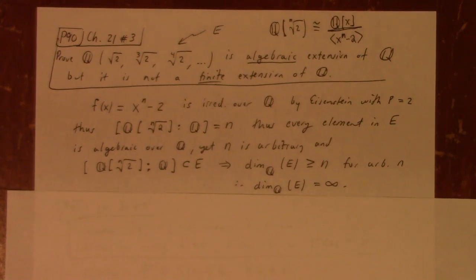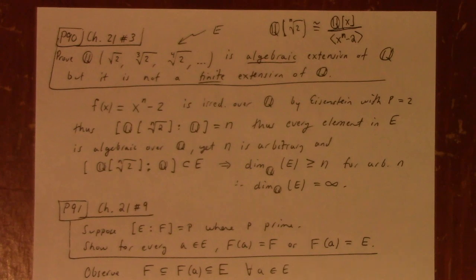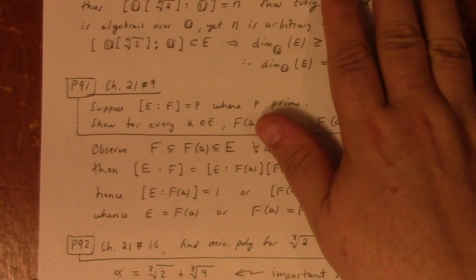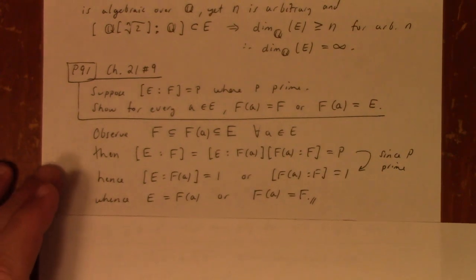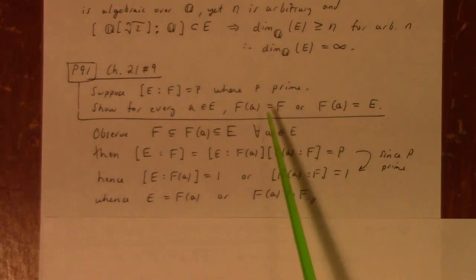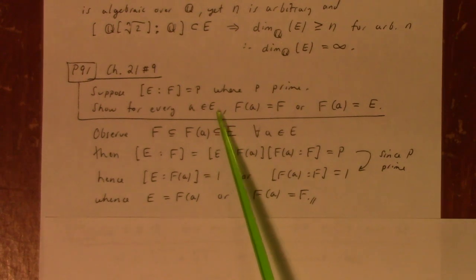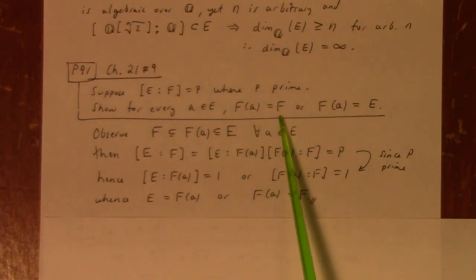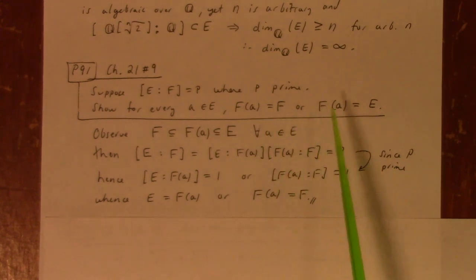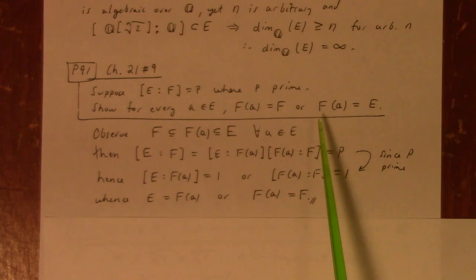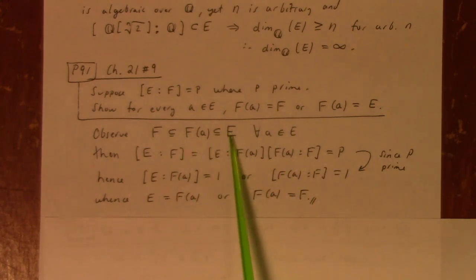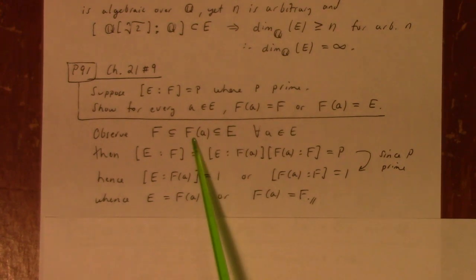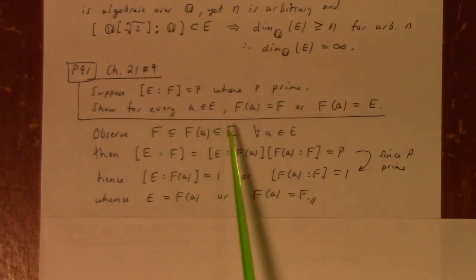All right, this one is nice. Problem 91 is real nice. Suppose that the degree of E over F is prime, and if you have any element a in E, then either it's already in the field, so F(a) is equal to F, or it gives you the entire extension field. There's no in between. So generally speaking, F is a subset of F(a) is a subset of E in this context. So F(a) is an intermediate field between F and E.